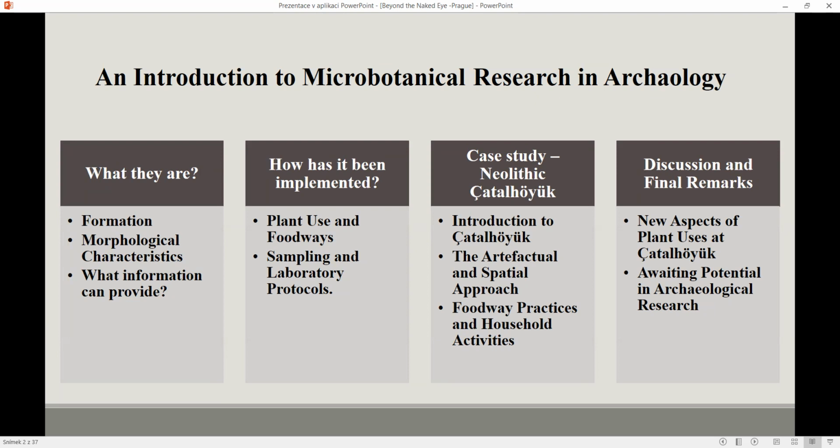Then I will give a practical example of how microbotanical analyses are implemented in archaeological research, based on my PhD thesis work at Chateaubriand, and present, for example, how they have helped to investigate foodway practices and household activities. And finally, I'm going to conclude with a discussion about the most relevant findings of the work on Chateaubriand, and some notes and final remarks about further lines of research in botanical analysis in Western Asia.